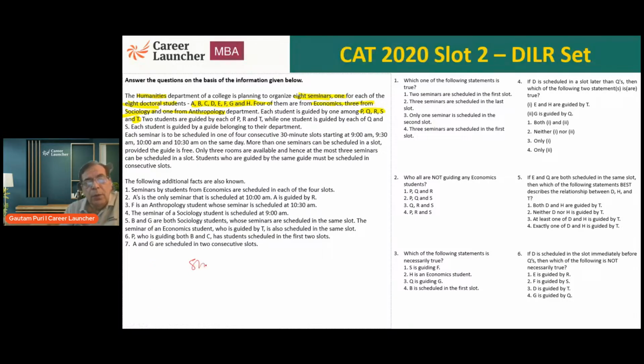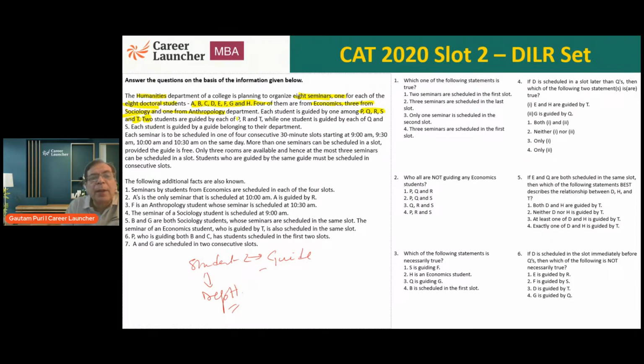The student who's the guide. For each student, who's the guide? And for each student, which department he or she is from. So the department of the student and guide of the student, we'll have to find. It is very clearly given so far, okay, in this particular data set.